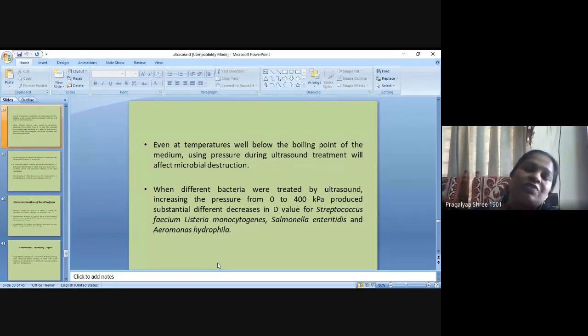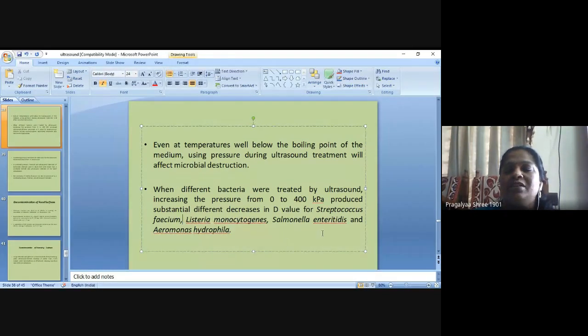So when different bacteria were treated by ultrasound, increasing the pressure from 0 to 400 kilopascals produced a substantial decrease in the D value for Streptococcus faecium, Listeria monocytogenes, Salmonella enteritidis, and Aeromonas hydrophila. So in these cases, when the pressure is increased from 0 to 400 kilopascals, the D value decreases. Actually, when there is a decrease in D value, the process is going to take a very short time. That is the meaning. So pressure combination with ultrasound increases the efficacy of the treatment. That's the thing.